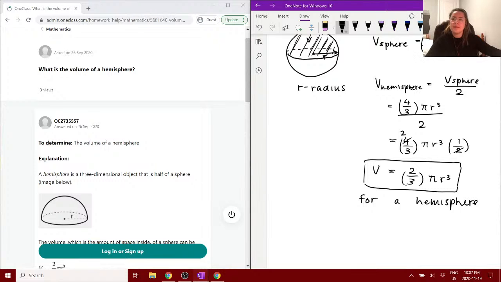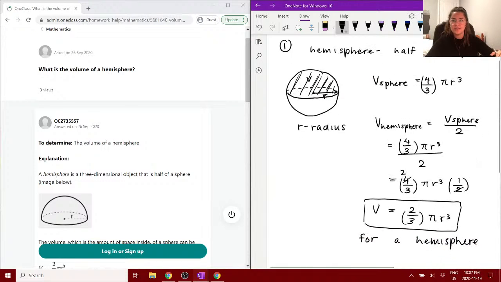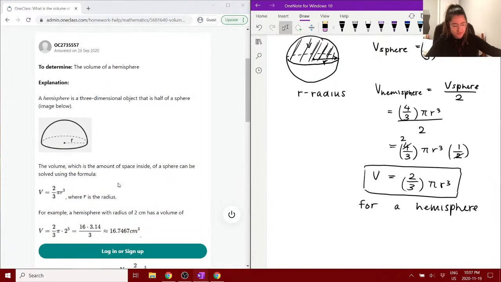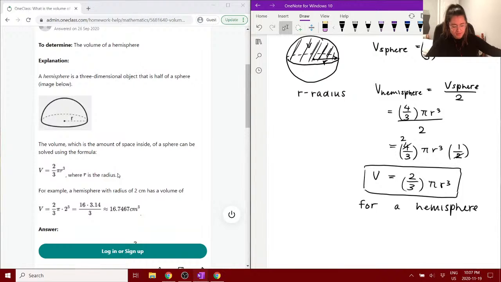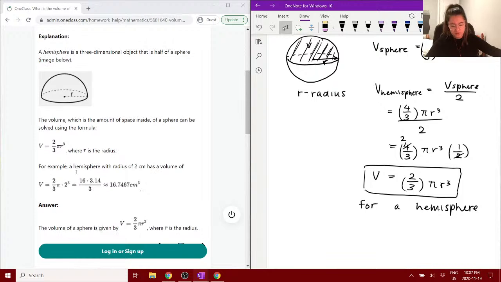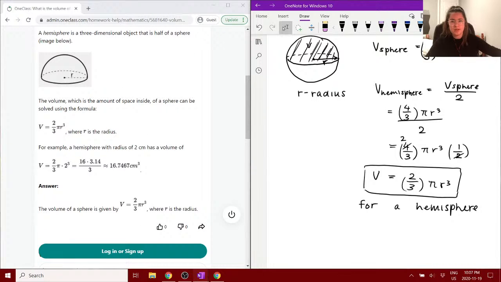Okay, so hopefully I didn't block anything here. Let's look through the solution. So we have our drawing of the hemisphere, just the half of the sphere, and this also goes through an example, so let's do that.